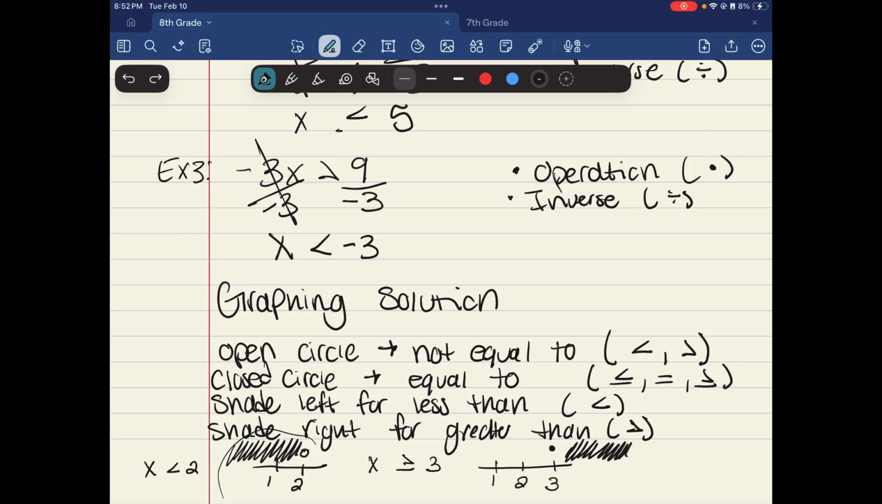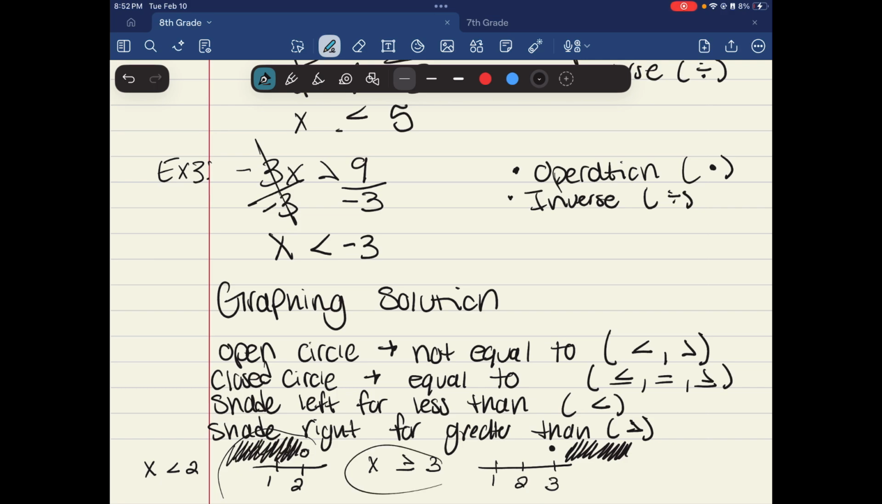Now, read my key right here. It says open circle if it's not equal to. Do you see an equal to symbol anywhere over here? No. So, again, we had an open circle right here at 2. Then it says shade left for less than. Is our sign less than? Yes, so that's why we shaded left.